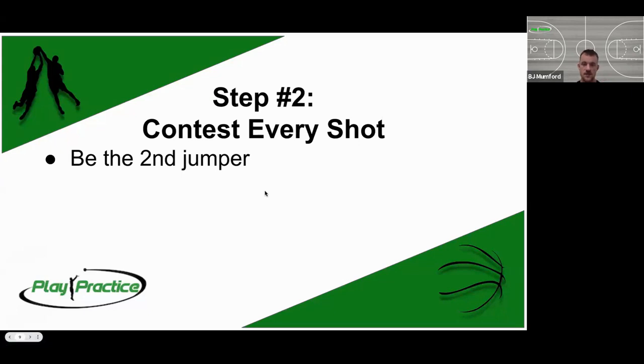Number 2, contest every shot. So the first piece we like to talk about here is the timing of this, being the second jumper. So going back to just body mechanics, the player with the ball on offense is always going to be slower bringing the ball up into a release motion of their shot than a defender that has no ball to worry about and can jump and shoot their arm straight up. So timing of this becomes a big advantage.